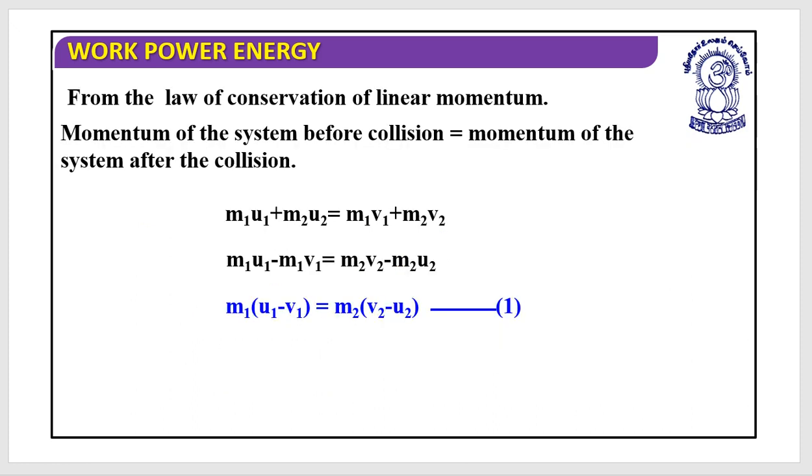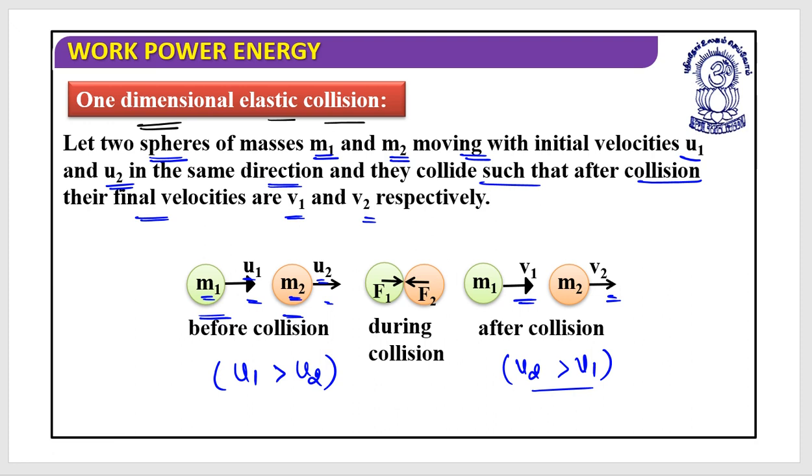So let's derive it. The first thing I understand is from the law of conservation of linear momentum: momentum of the system before collision is equal to momentum of the system after the collision. So we have two objects, and these two objects make our system.